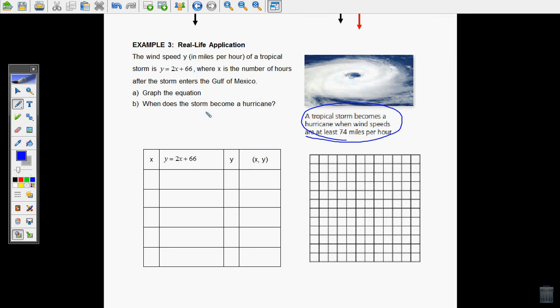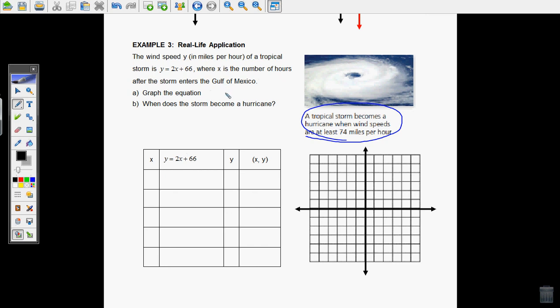Alrighty, so here's what we have to do. First of all, we gotta graph it. That's our primary goal. So I'm going to go ahead and set up my coordinate plane here with my x and y axis. And once I have my x and y axis there, I'll be all set to go. So now I need to pick x values. Go back to black here. X is what? X is the number of hours after the storm.